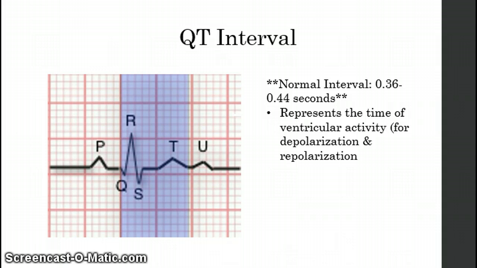We must also measure the QT interval, which represents the time of ventricular activity, so the depolarization and the repolarization. It's measured from the beginning of the QRS complex to the end of the T wave. Normally, the QT interval is 0.36 to 0.44 seconds, or 9 to 11 small boxes.